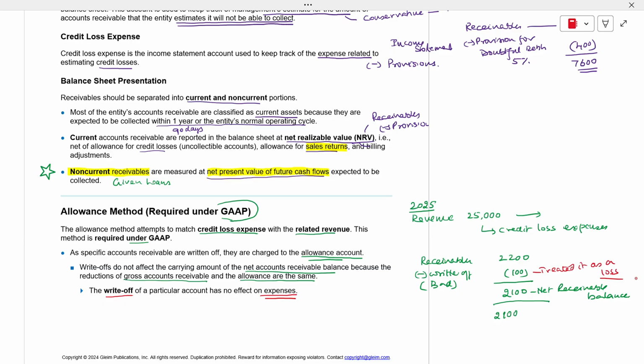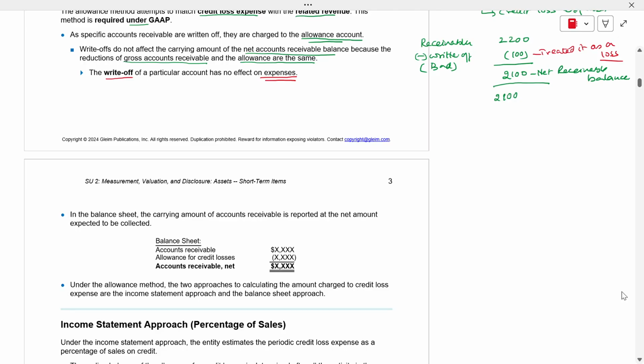Is it okay? Yes. See the thing, what they say. In the balance sheet, the carrying amount of accounts receivable is reported as the net amount. What is the net amount? Accounts receivable is there, allowance for credit losses is there. I will put it like this. It is 10,000. I am taking a small example to make you understand. The losses are 100. The amount receivable is 9,900.